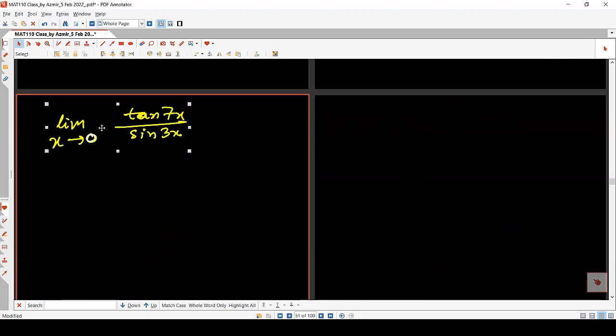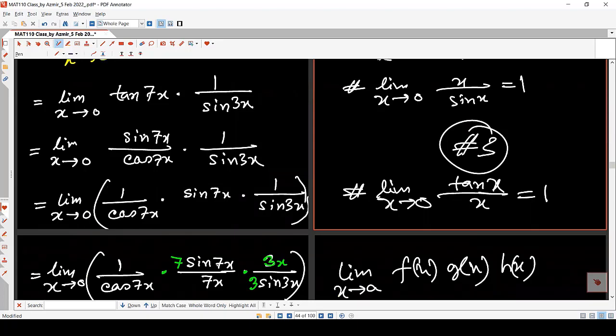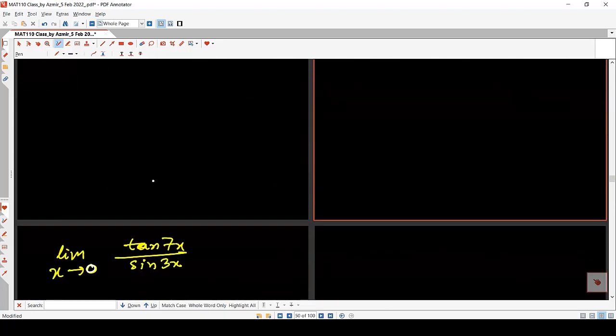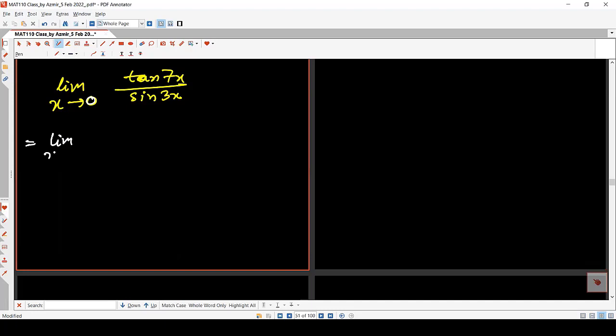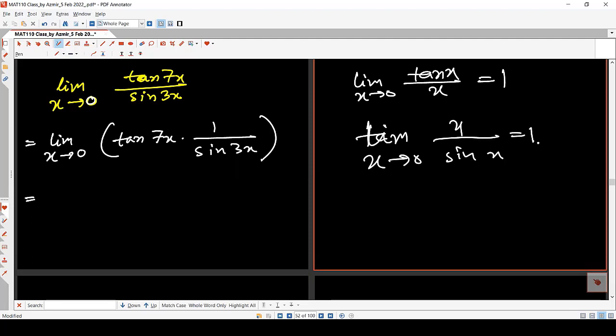This time I'm not solving with the technique that I have used here. In the first part, I have simplified tan 7x to sine 7x and cosine 7x. So here what we can do, limit x tends to 0, tan 7x times 1 over sine 3x. So we want to apply this formula, limit x tends to 0, tan x divided by x is 1, and limit x tends to 0, x divided by sine x equals 1.